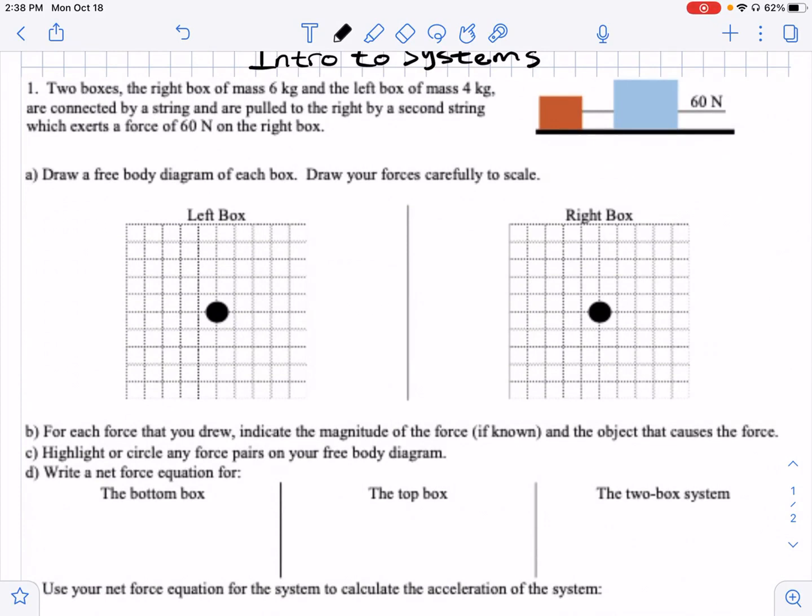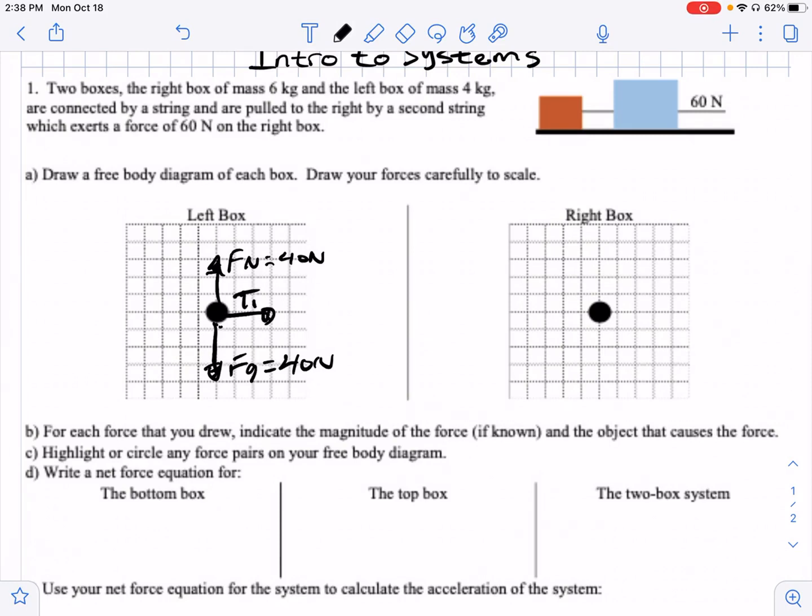So the first one, we have Fg going down, and we'll go ahead and label that Fg is equal to, I'm sorry, 40 newtons. The normal force is also 40 newtons. We also have a tension, and we'll just call that T1, okay, and we don't know the magnitude there.